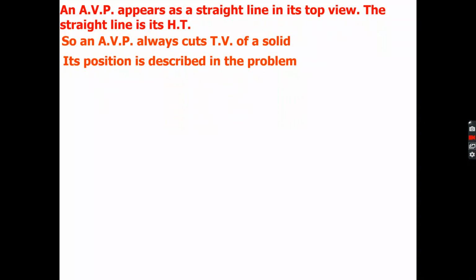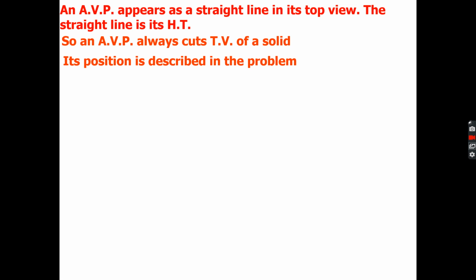So what is a trace? Suppose there is a line and you extend the line toward the horizontal plane. Wherever it cuts the horizontal plane, it is the horizontal trace of that particular line. Similarly, if there is a plane, we extend the plane toward the horizontal plane. Wherever it cuts the horizontal plane is the horizontal trace of that plane. And that horizontal trace will be a straight line. So the horizontal trace of a line is a point, and the horizontal trace of a plane is a line.